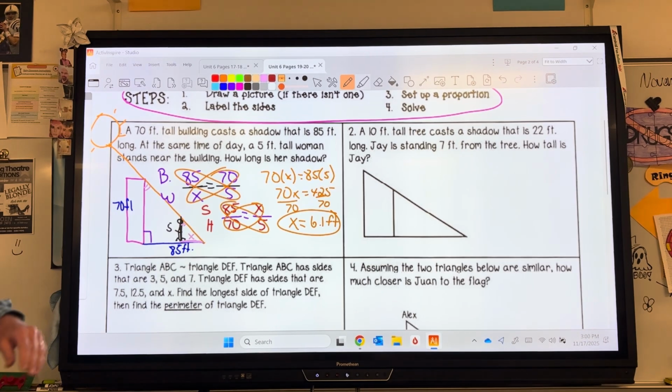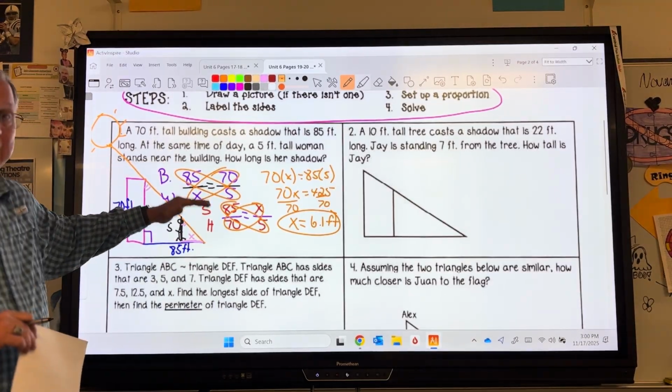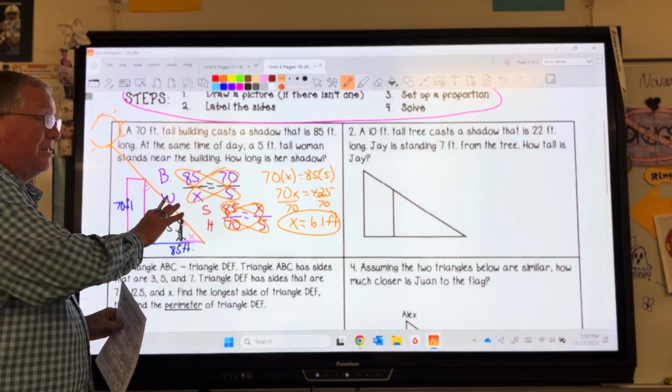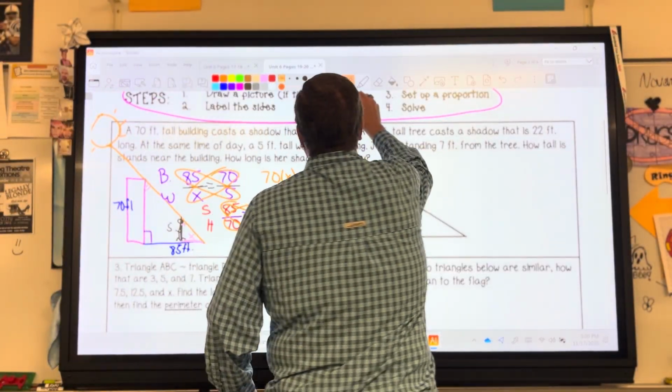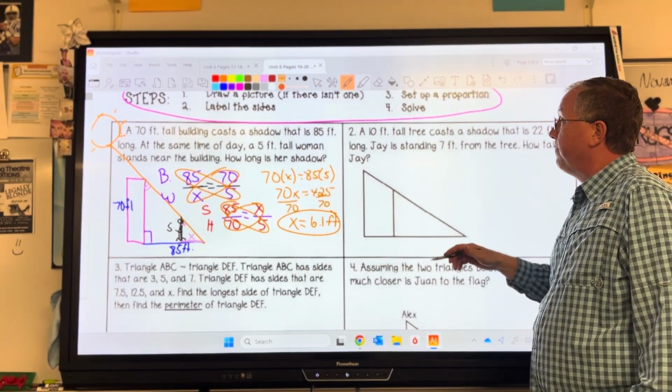Now, again, make sure that your notes look exactly like mine. I set up both of them, you set up both of them. All right, so that's our first one. Moving on to the second one. They have the picture for us. We just need to do the labeling.